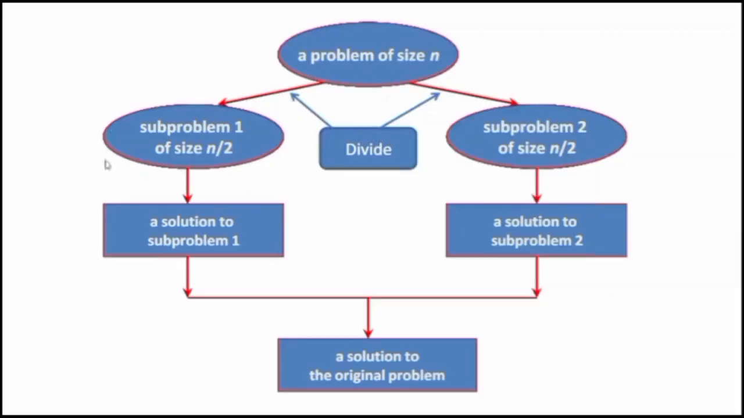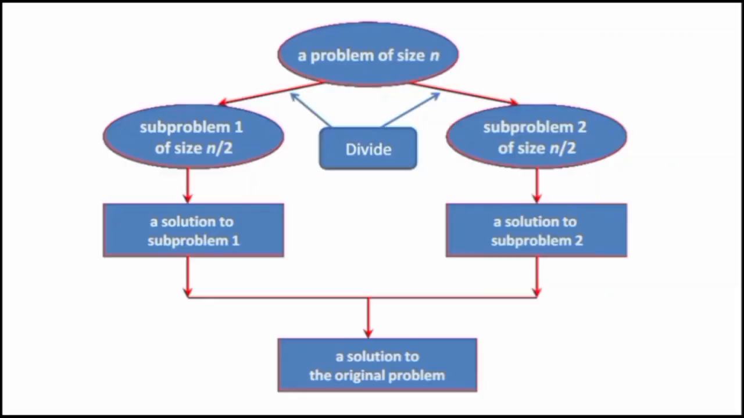So we solve these problems. This is the solution for subproblem 1, of size n divided by 2. That's the solution for subproblem 1. This is the solution for subproblem 2. After that, we can merge the given solutions into the solution of the original problem of size n. That is called the divide and conquer algorithm description in diagrammatical manner.